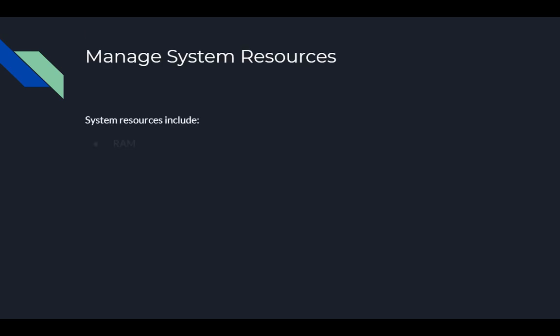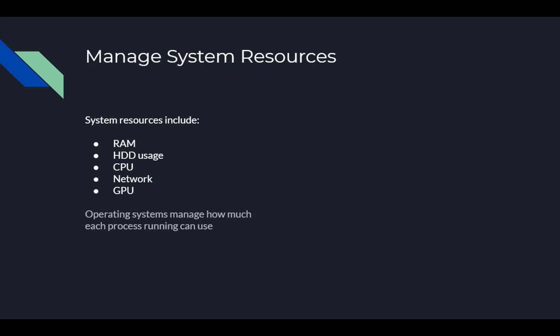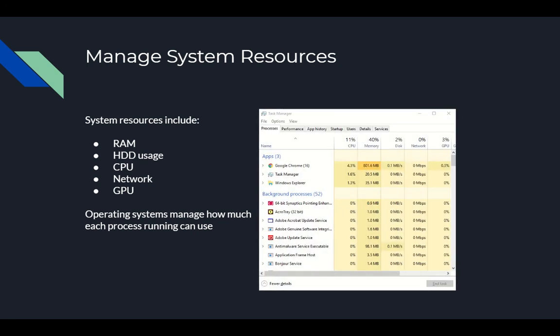Managing system resources. Some of the different system resources that we have include the RAM, the hard drive usage, the CPU, the network, and the GPU. Each of these are different pieces of hardware which perform certain processes, but they can only perform so much of each process, so there has to be some way that we can allocate how much each piece of software on a computer can actually use of this. Operating systems usually take control of this. When we open the task manager, we can get an overview of which programs are using how much of each thing.